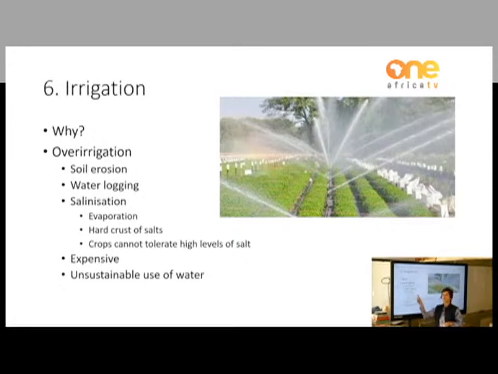And now this salty soil removes water from your crops, rather than providing water, due to the over-irrigation that you did. The crops cannot tolerate these high levels, especially due to exosmosis of water. And then, very expensive. Even if you think a farmer, oh, they've got water, they do pay for their water. If you have to put on huge machinery and pumps and thick pipelines, that is very expensive and you do not want to waste the water.